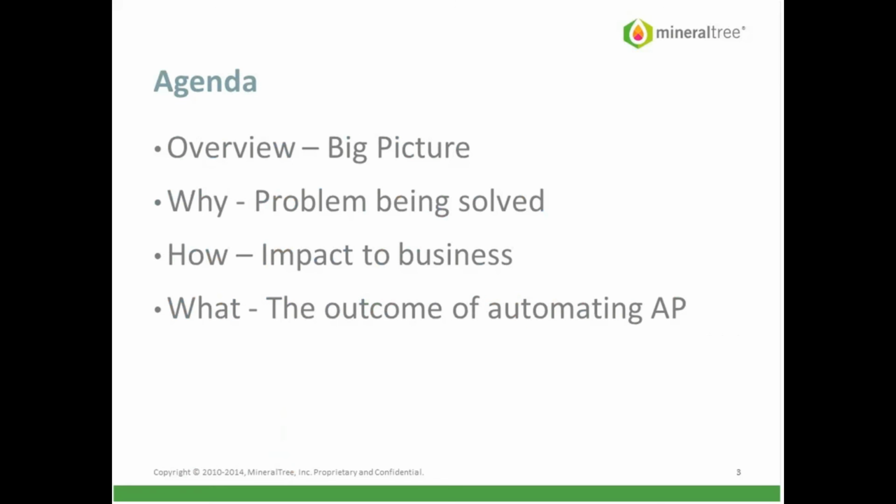And so today we'll talk about the big picture a little bit to start off, and then really dive into why you would go about doing this, and helping you frame the problem that's being solved, more of the detail of how this is going to impact the business itself, and then how you're going to make the change, as well as ultimately what you end up with on the other side. What is the outcome that you're striving towards by automating these processes?